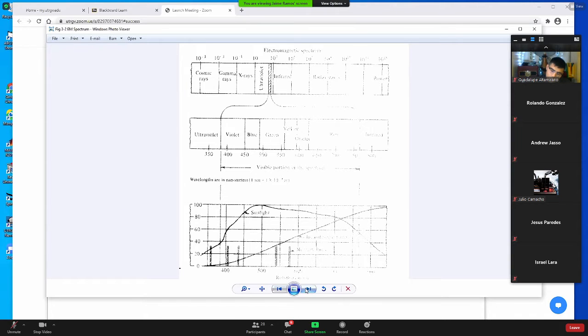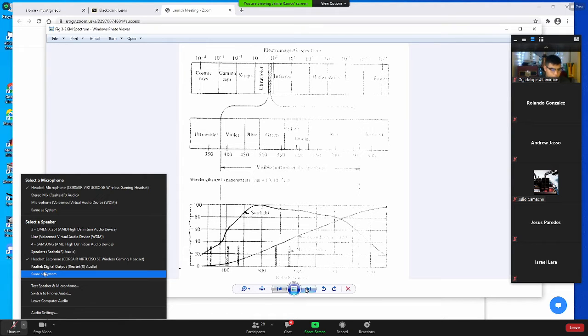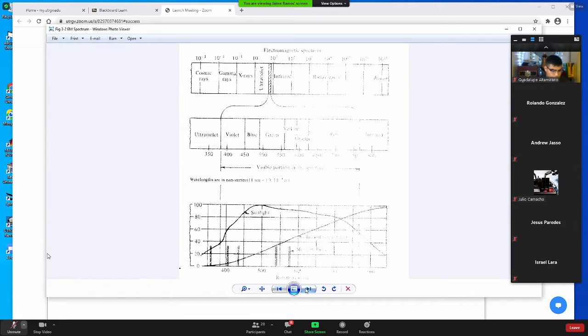Okay, so let me look at that graph in the book. Now, this is what, chapter 3, chapter 4? No, this is chapter 3. Yeah. Mercury. Okay.